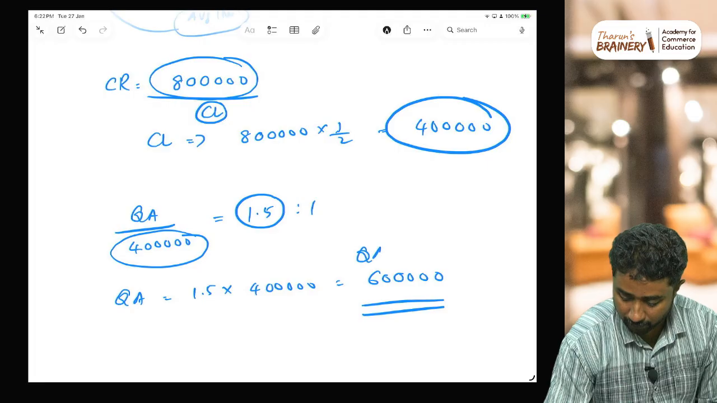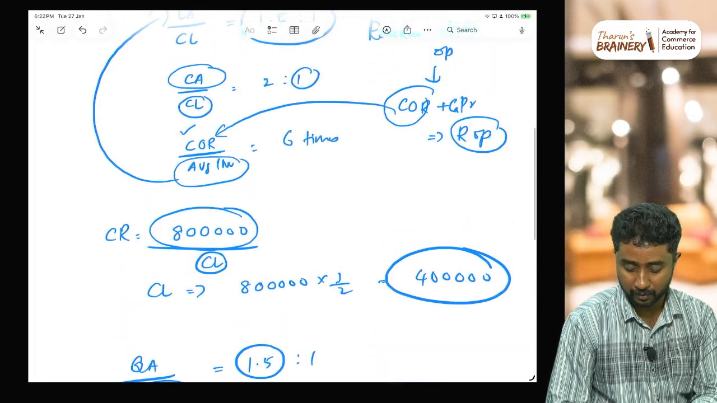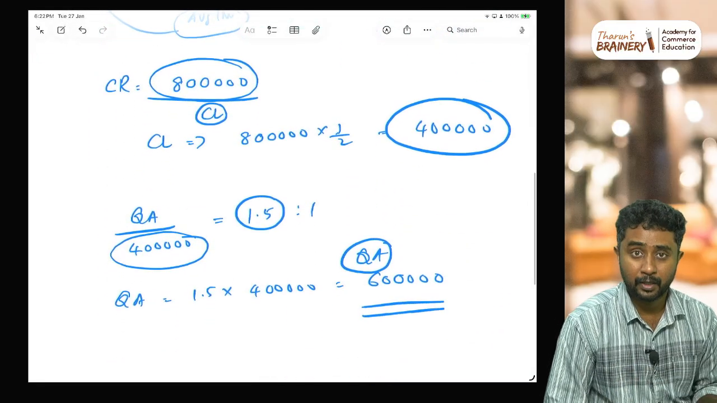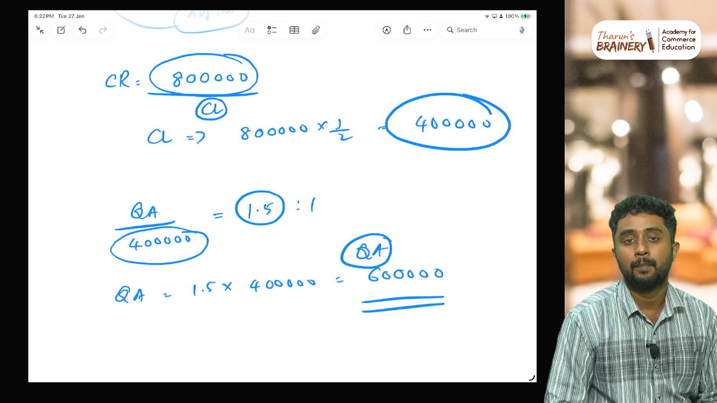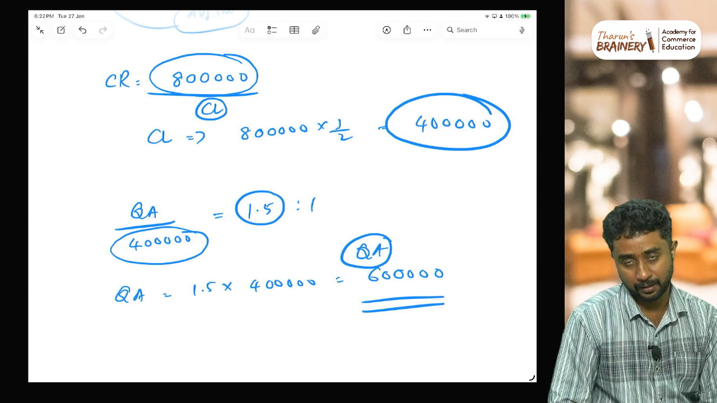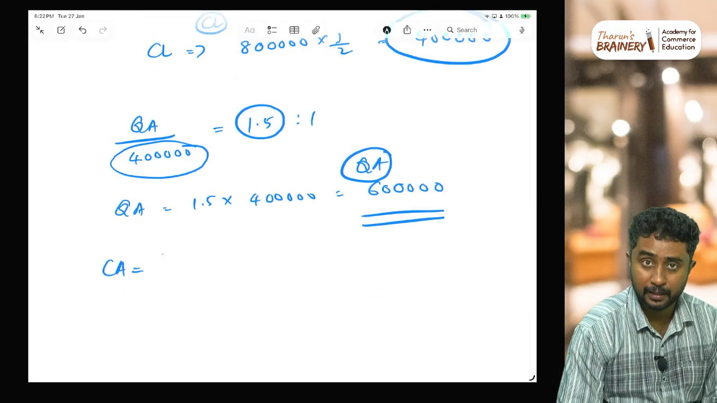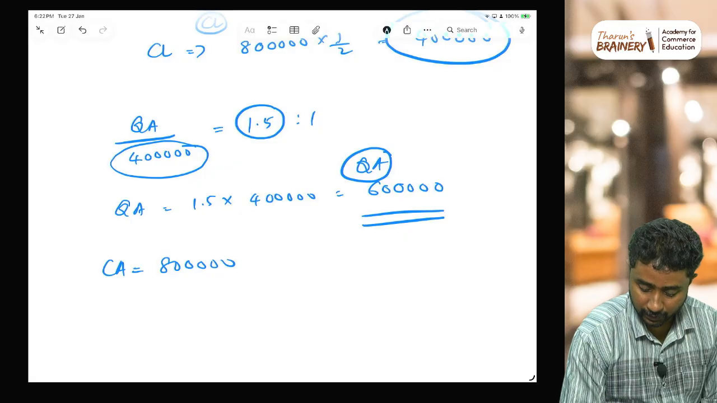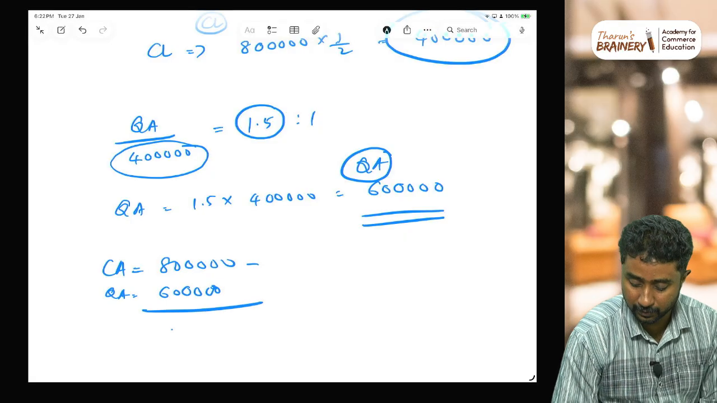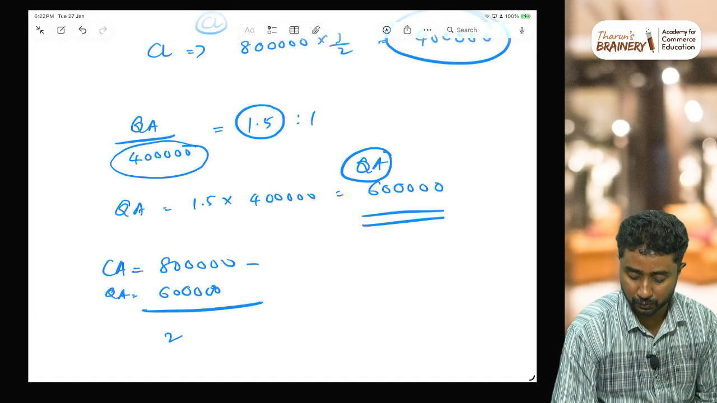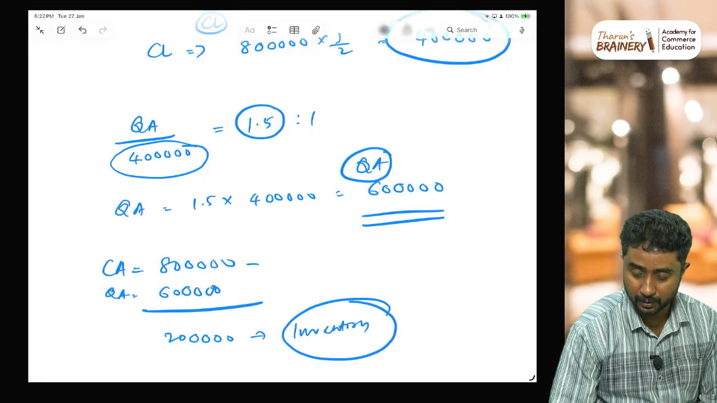So we got which asset value? Quick asset value. What is the difference between current asset and quick asset? Current asset is 8 lakh, already you know. Quick asset, when can we call it quick asset? When you remove stock or inventory and prepaid expense from the current asset, you generally get the quick asset. So here, current asset is 8 lakhs, quick asset is 6 lakhs. If you find the difference between these two, current asset will have an excess of 2 lakhs, which is basically the inventory.